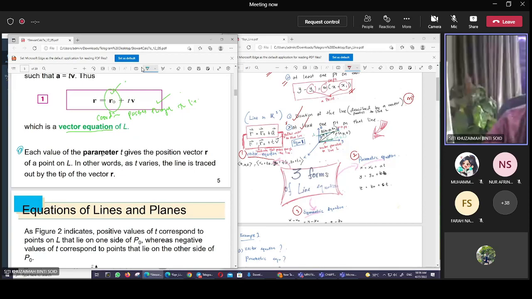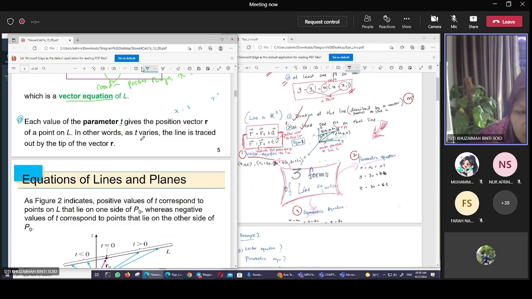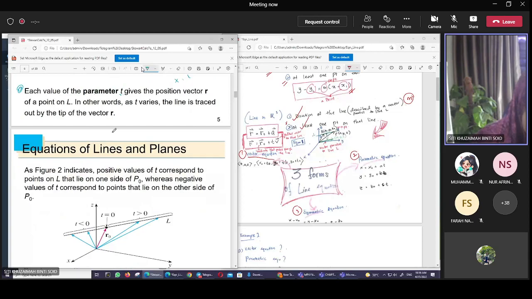It says each value of the parameter T gives the position vector. Remember in chapter 1, when we vary the T, it actually represents the parametric equation, X in terms of T, Y in terms of T, so it represents the coordinates. The idea is the same. Parameter T gives the position vector R of the point on L. So as T varies, the line is traced out by the tip of the vector R.